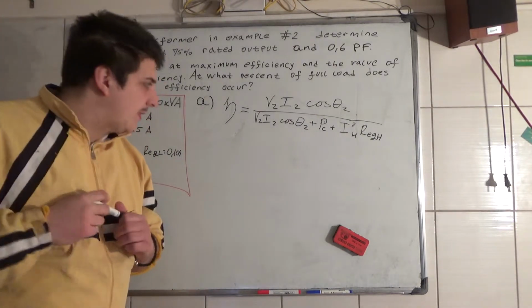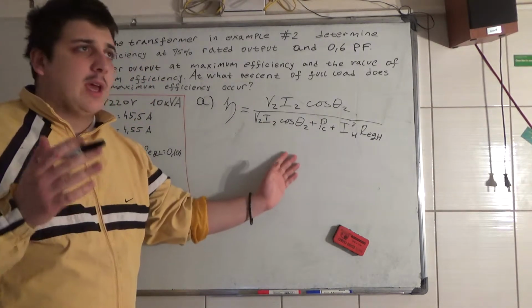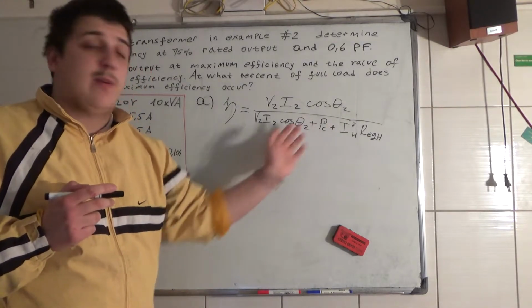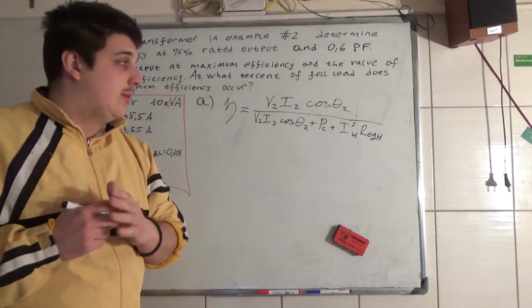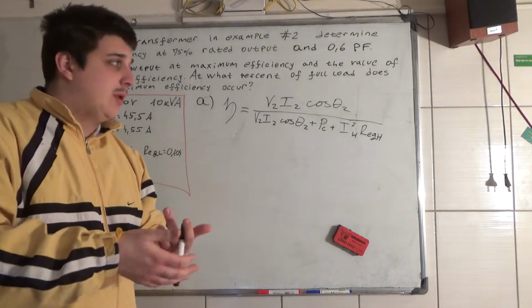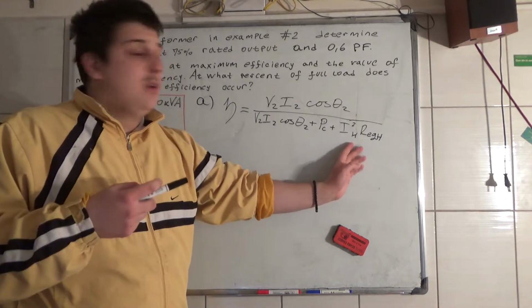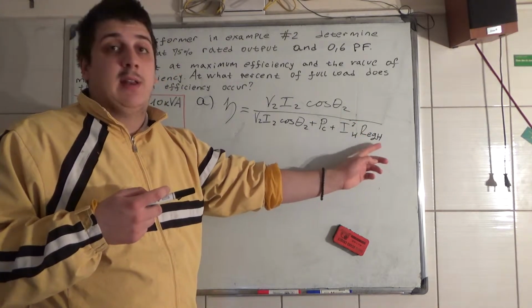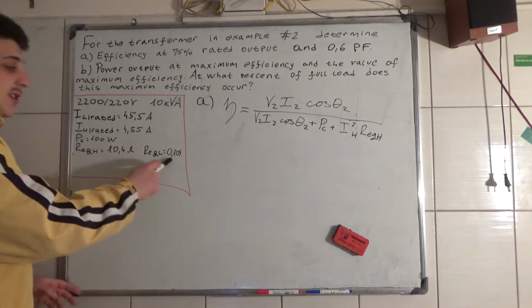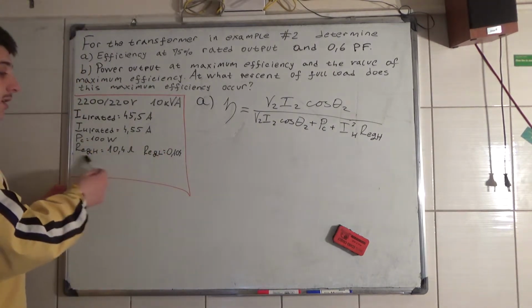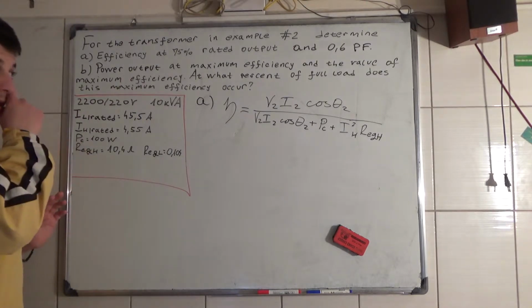You can do this from the high voltage side or from the low voltage side. It's not important. If you do it from the low voltage side, then this would be IL squared times R equivalent low. You just use this if you want to use it from the low side, but if you want to use it from the high voltage side, it is this.